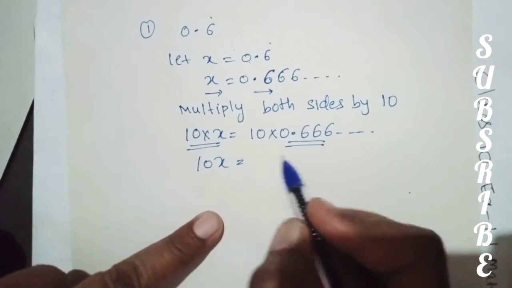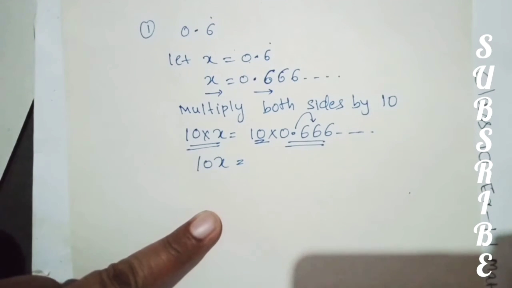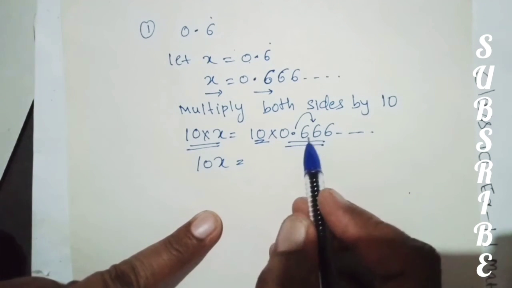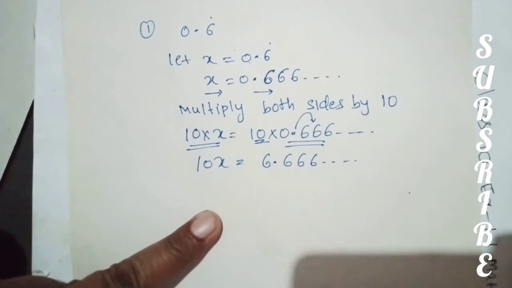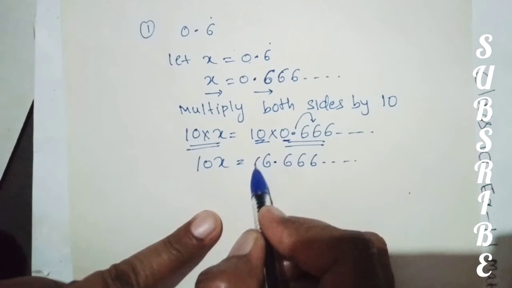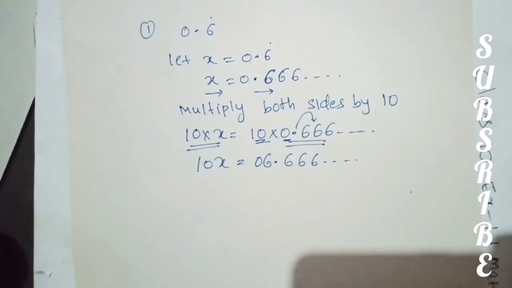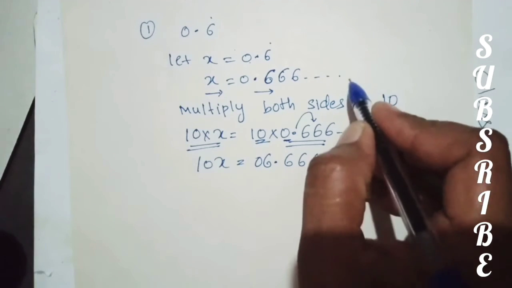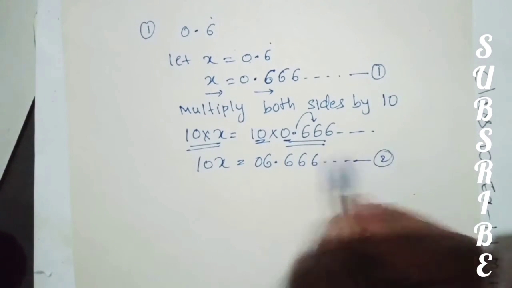Now we have 10x is equal to this one. So 10 means this decimal point is shifting here. Then you are going to get 6.66666 like this. What about this 0? As it has no value, you can write this way or just write 6 point something. Okay, now one more step here. You are going to call this expression equation 1 and this one equation 2.